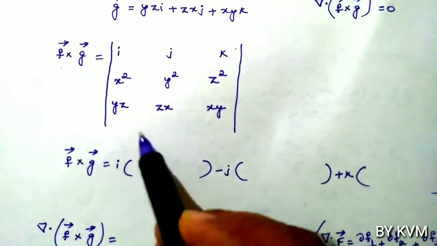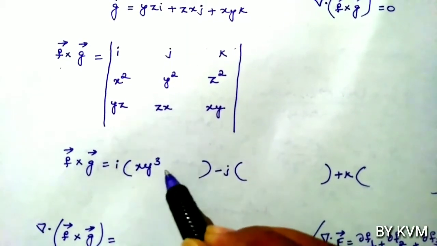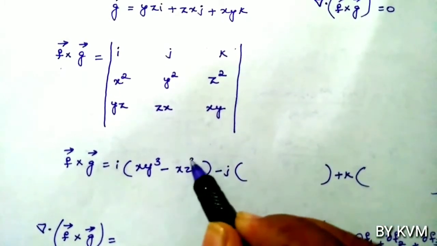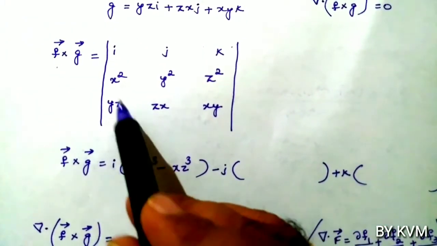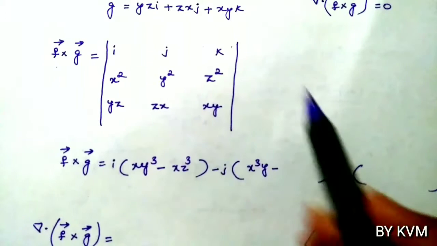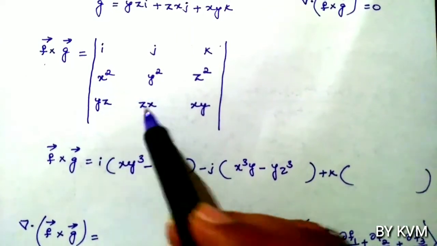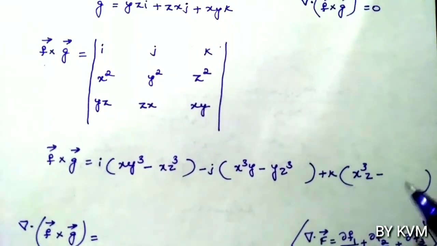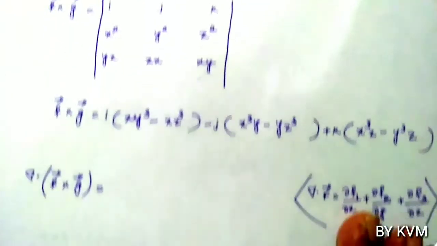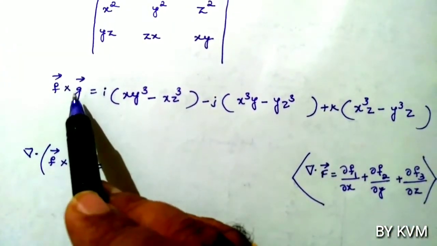So i into (y² · xy minus z · zx), that is xy³ minus xz³, minus j into (x² · xy minus yz · z²), that is x³y minus yz³, plus k into (x² · zx minus yz · y²), that is x³z minus y³z. So this is the cross product of the two vectors, vector f and vector g.